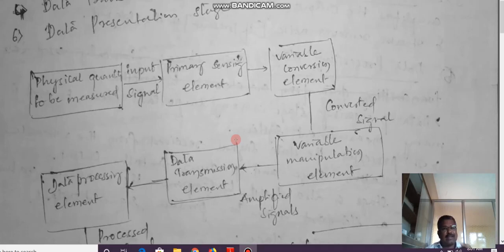If you are asked in the exams to draw a neat sketch of the generalized measurement system, then you need to draw the block diagram and explain each element with at least 4 to 5 points, and the diagram should be very neat.